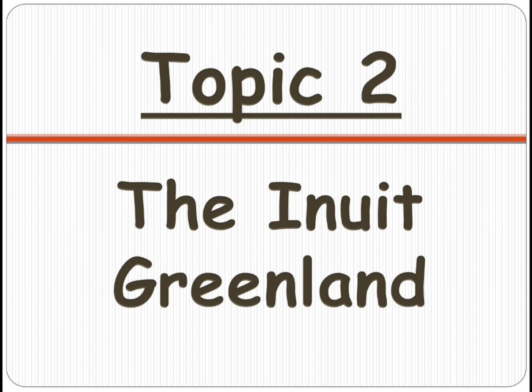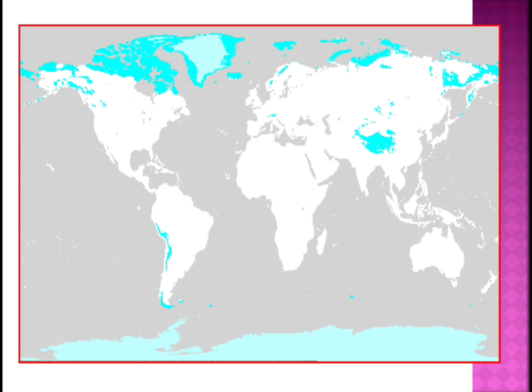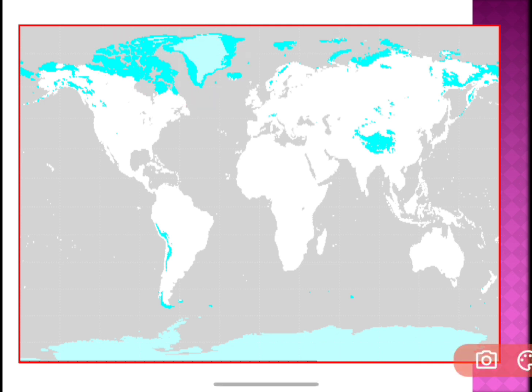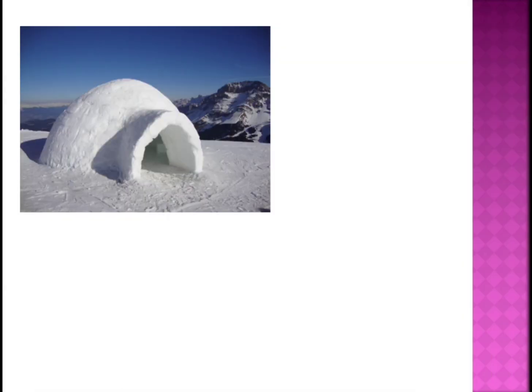Okay, Inuit is a tribe which lives in the thunder regions of Greenland. You know Greenland, isn't it, children? So here you can see Greenland. This is your Greenland, children. So this tribe lives here in this Greenland. And how do they live? So they live in houses made of ice, which are called igloos. We already learned, isn't it, children? You already know the igloos.